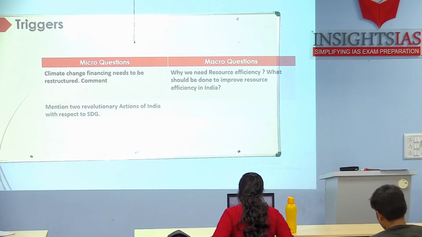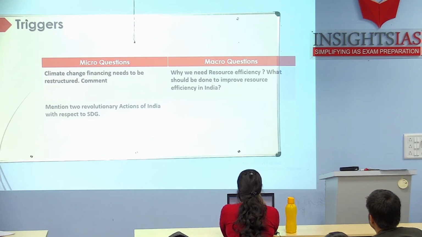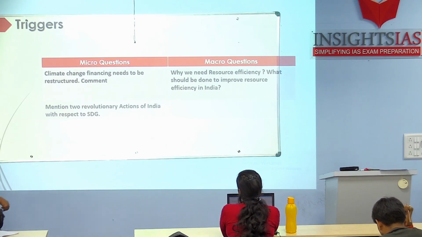The second question, quickly. Why do we need resource efficiency, and what should be done to improve resource efficiency in India? First we should write the definition of resource efficiency. And we can give one case study about Mathura refinery, which is reusing 20 million liters of treated water. And if G7 countries adopt resource efficiency, it means 28%. And then the pillars of Niti Aayog, 6 pillars.